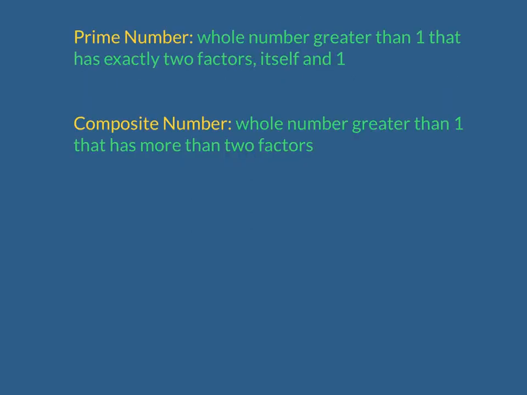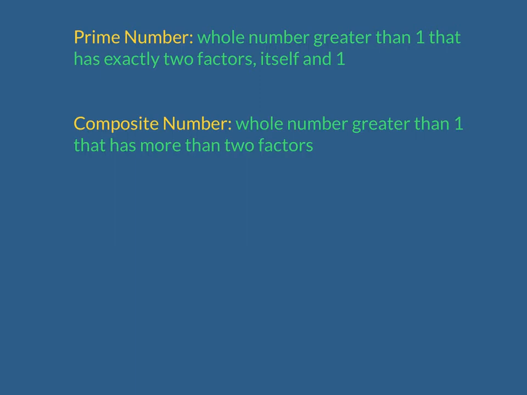For today's lesson, go ahead and copy down these two vocabulary words. They're the most important part of today's lesson. The first one is prime number. That's a whole number greater than 1 that has exactly two factors, itself and 1.